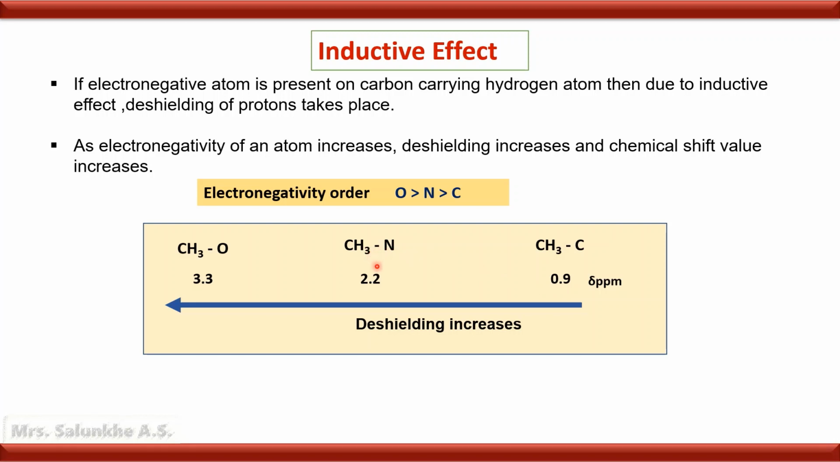But if that methyl group proton is attached to a more electronegative atom like nitrogen, in that case, as nitrogen is more electronegative than carbon, the electron density pulls towards the nitrogen atom. And when electron density pulls towards the nitrogen atom, the electron density around the proton decreases.